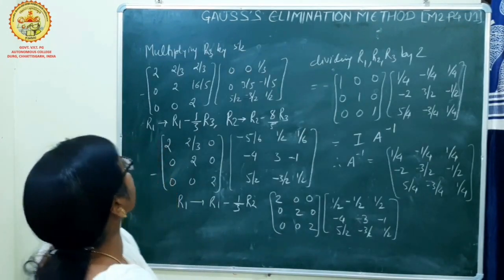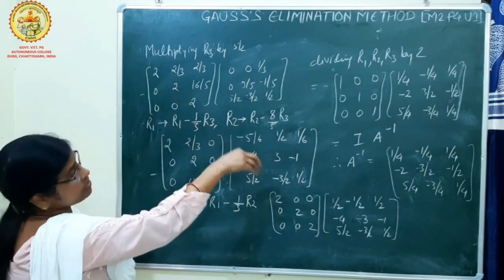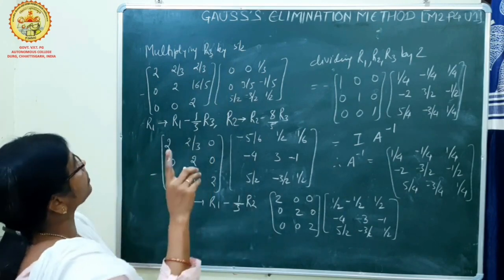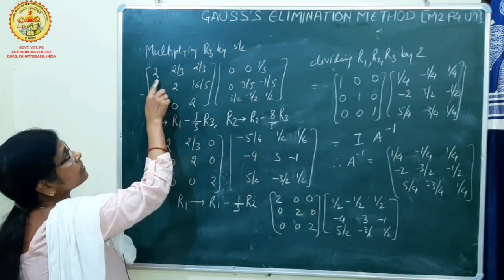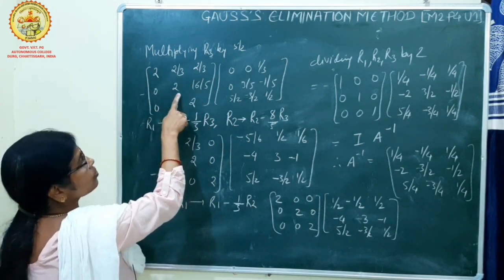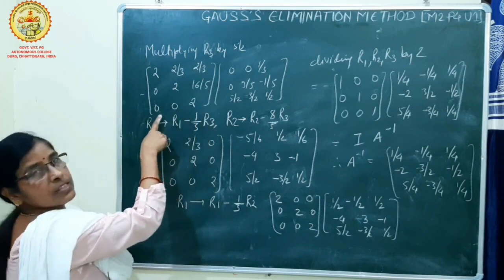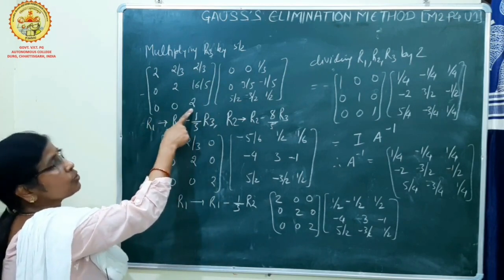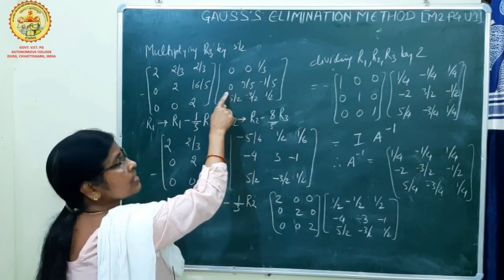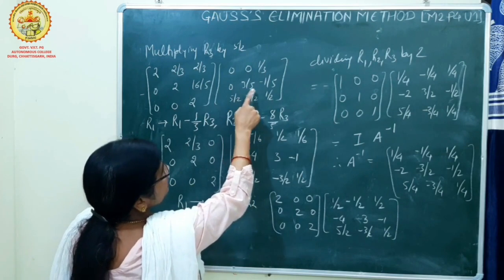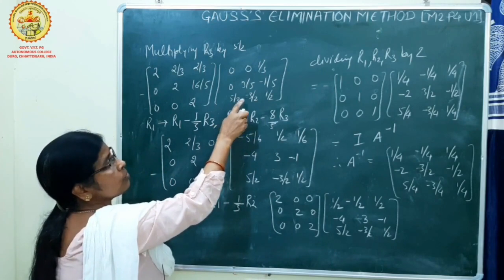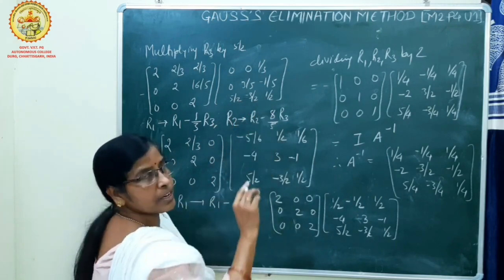Now we again simplify our equation. Now multiplying R3, the third row, by 5 by 2. Only in the third row we get 2, 2 by 3, 2 by 3, 0, 2 and 16 by 5, and the change in the third row is equal to 0, 0, 2. Next is first row as it is, 0, 0, 1 by 3. Second row is as it is, 0, 3 by 5, minus 1 by 5, and the change in third row is 5 by 2, minus 3 by 2 and 1 by 2.